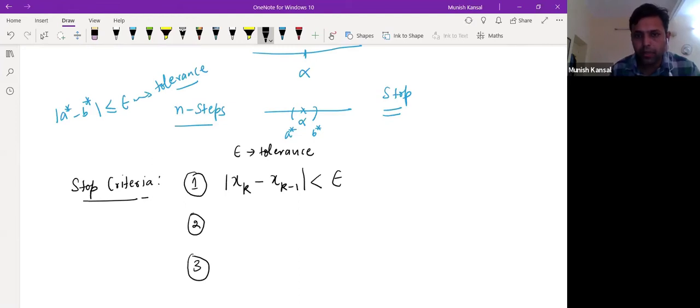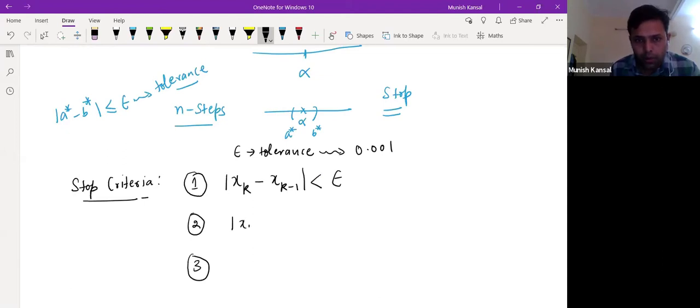What is xk? Xk is the current guess, and xk minus 1 is the previous approximation. So whenever the difference between these two becomes less than the error tolerance, which will be given in the problem, let us say 0.001, we will stop the iteration process. Now similarly, there is another one. This is in terms of absolute error.